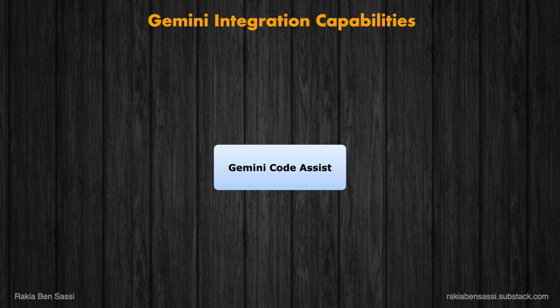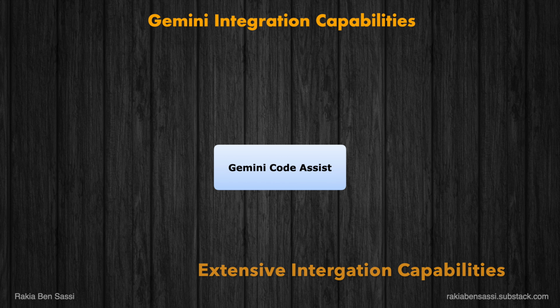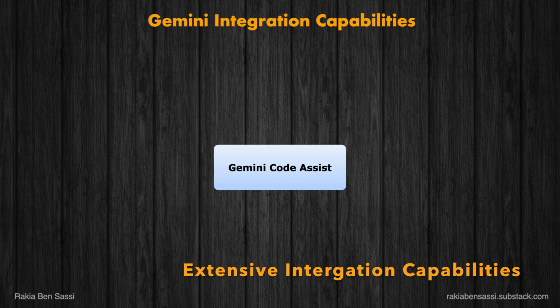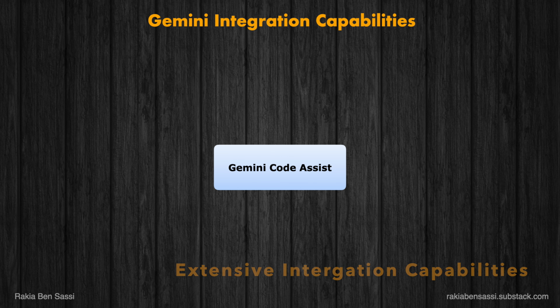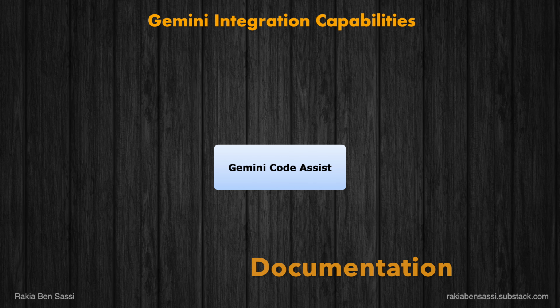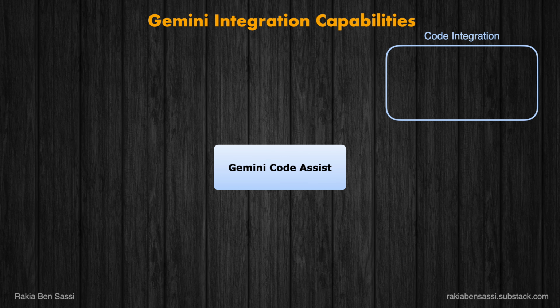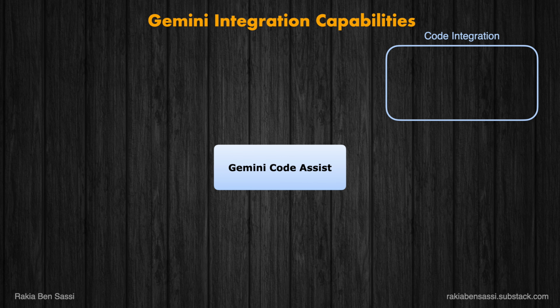Gemini Code Assist is an example that has extensive integration capabilities across multiple enterprise systems. It bridges multiple aspects of enterprise software development, from coding and documentation to deployment and maintenance. Here is how it connects various development tools and platforms.